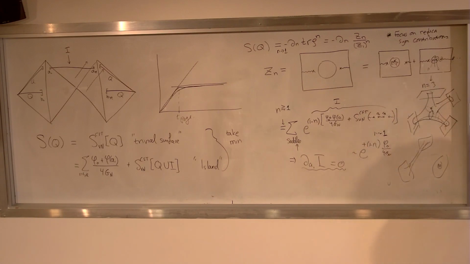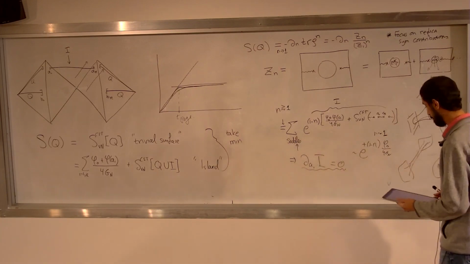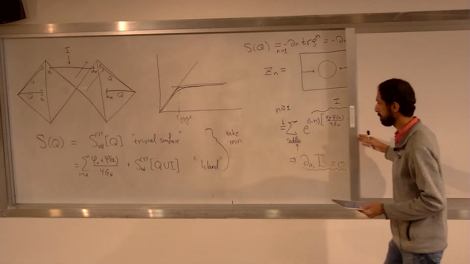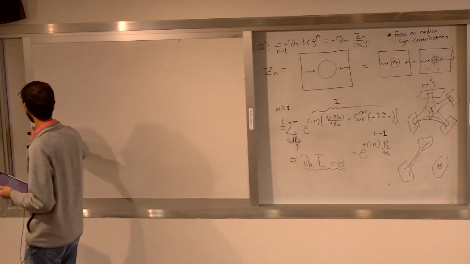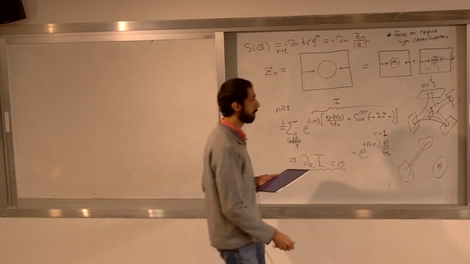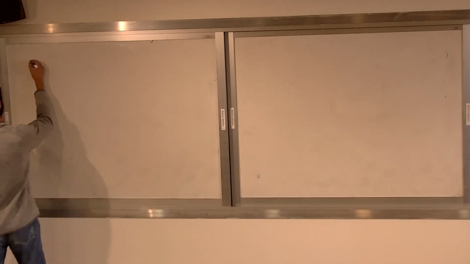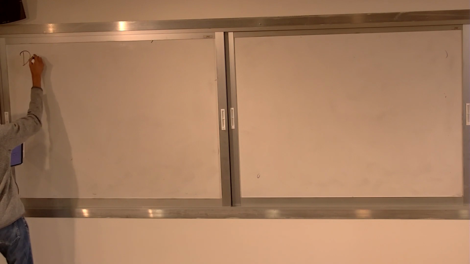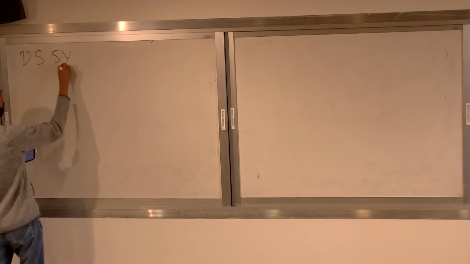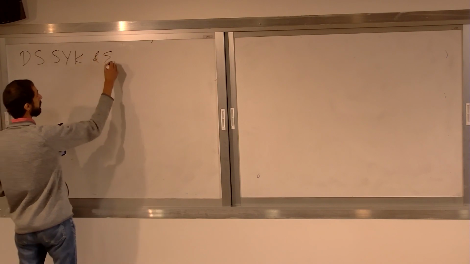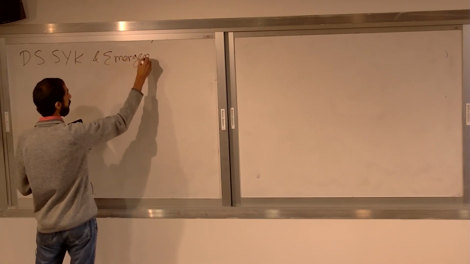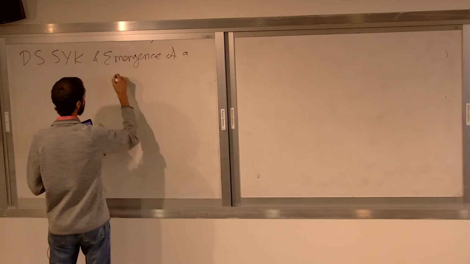Okay, there are no more questions. I will change the subject. I will talk about double-scaled SYK and the emergence of a bulk Hilbert space.